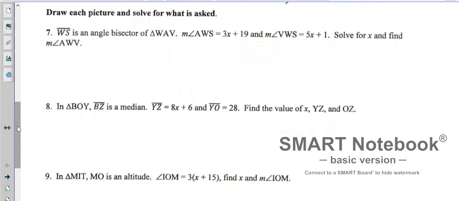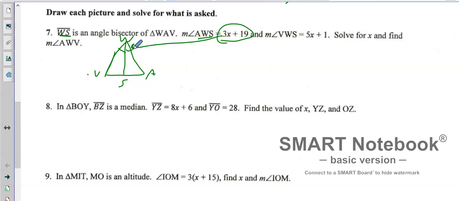All right, you can draw these any way you want. I like to always have these coming straight down. So when I draw this triangle, I'm going to put the W here and then just go around and there's A, there's V. It doesn't really matter where the A and V are. But the important thing is coming down here and putting WS, all right? And now it's an angle bisector, so we know these are equal. So AWS, 3x plus 19, that goes right there. And then VWS, 5x plus 1, goes right there.